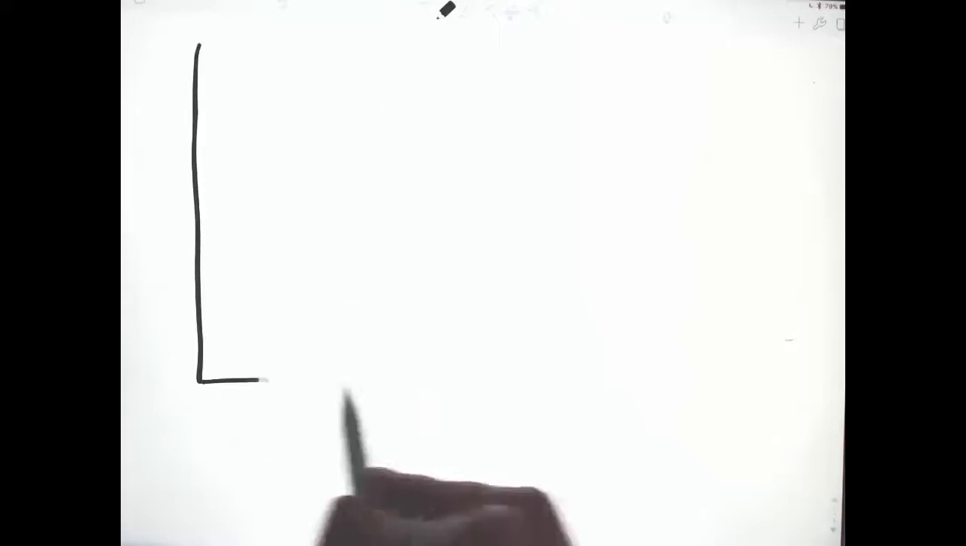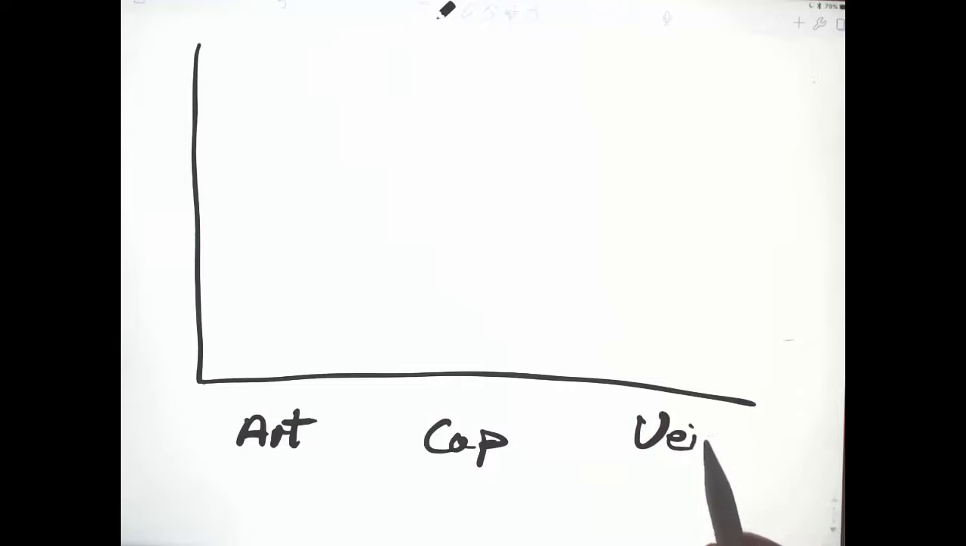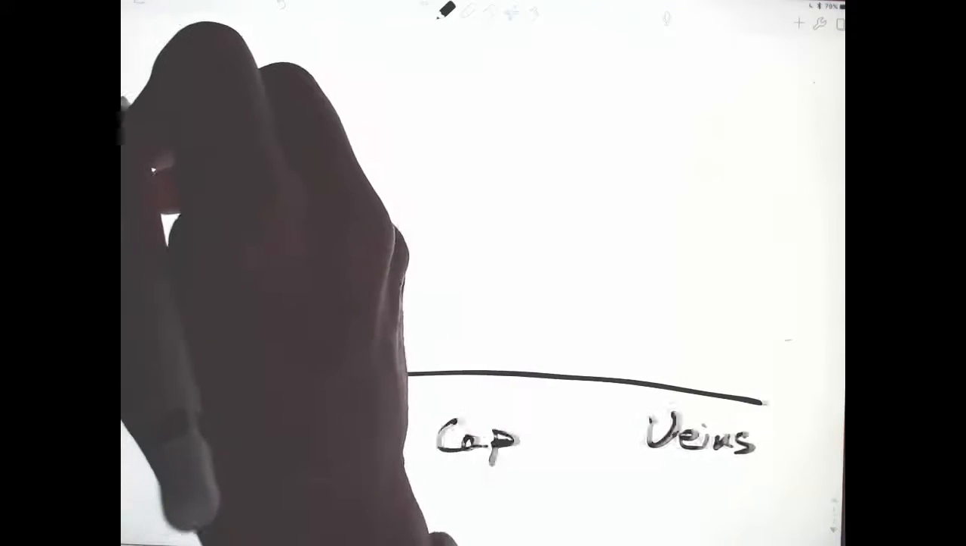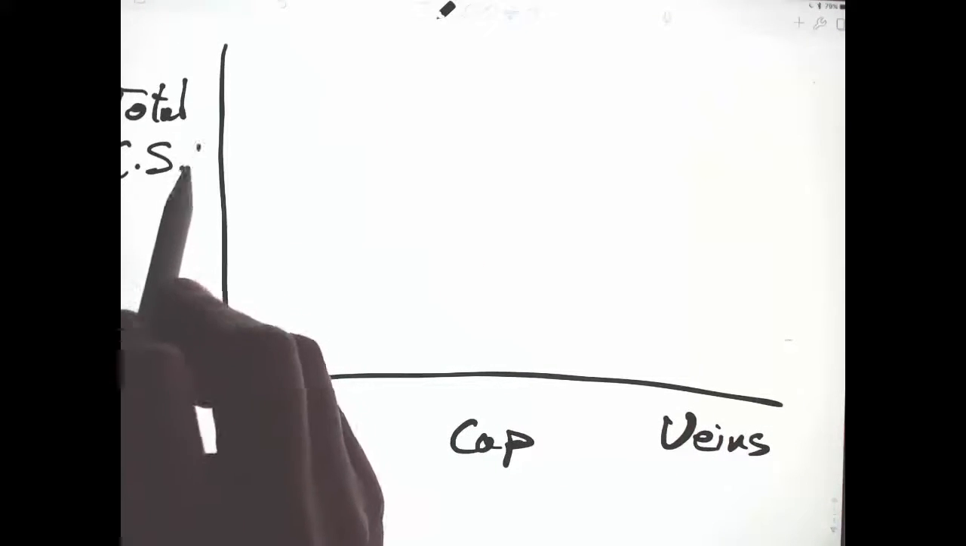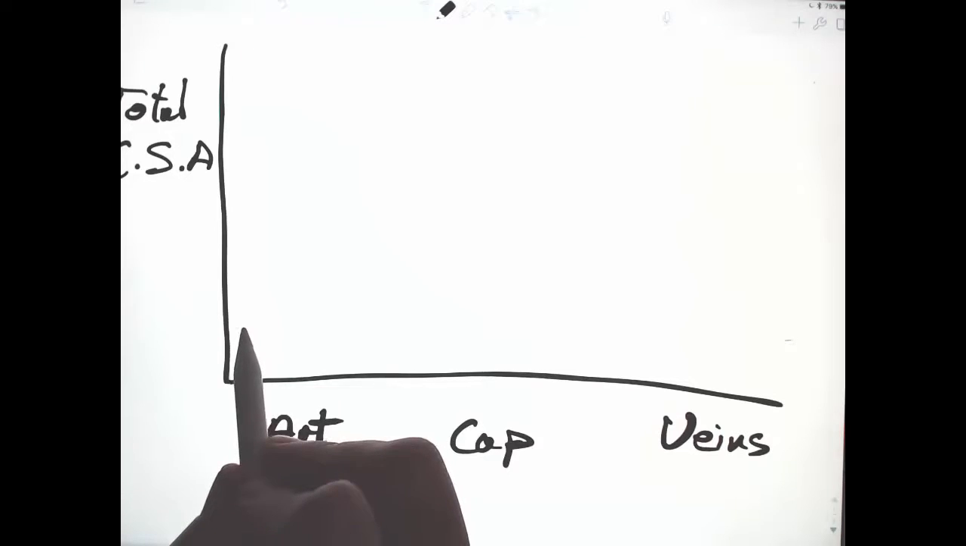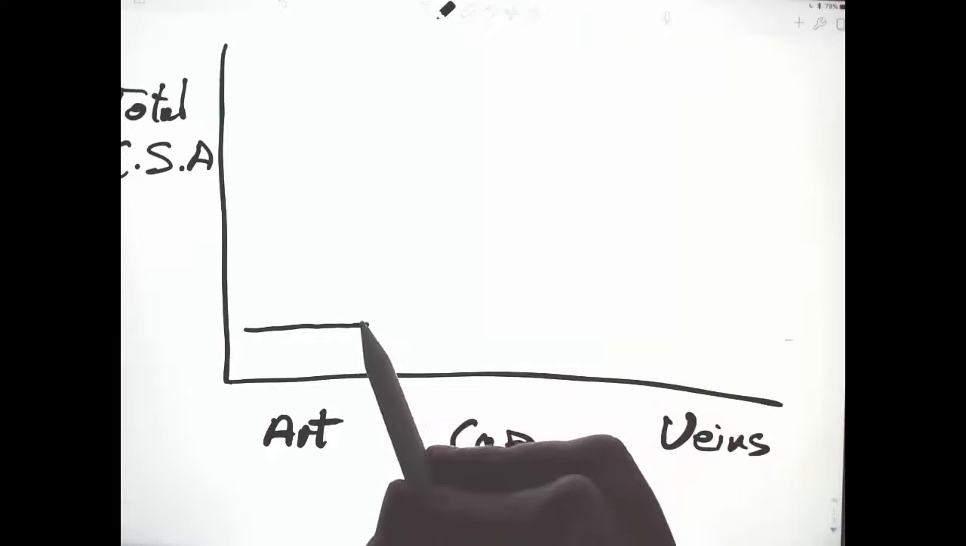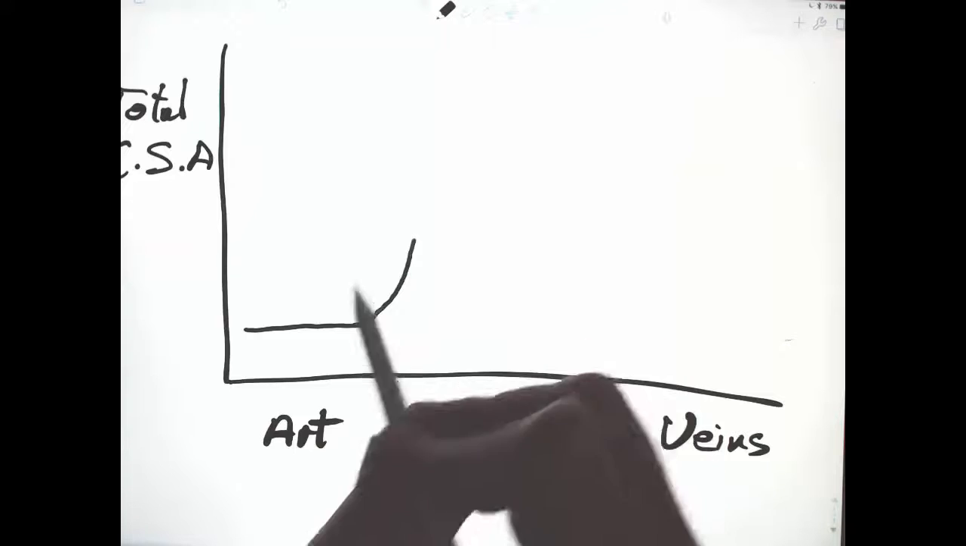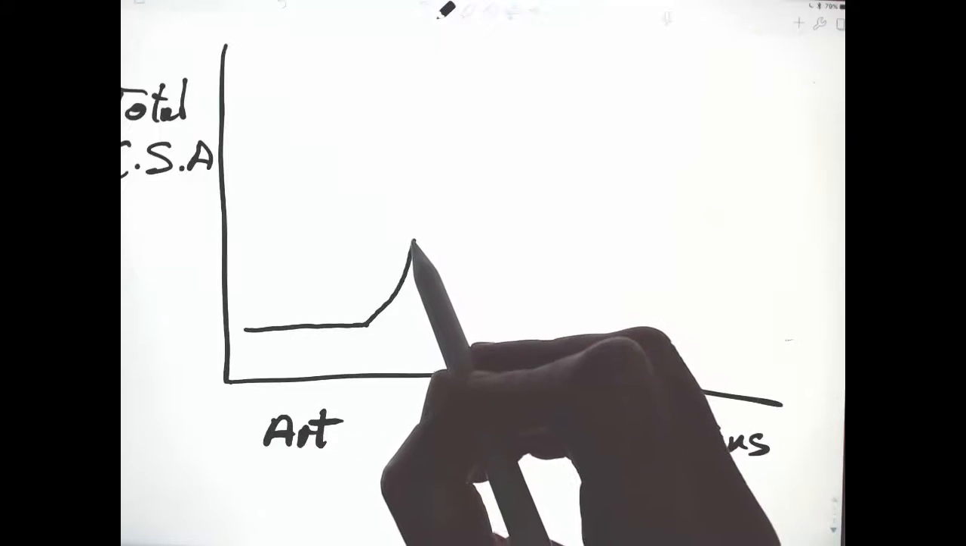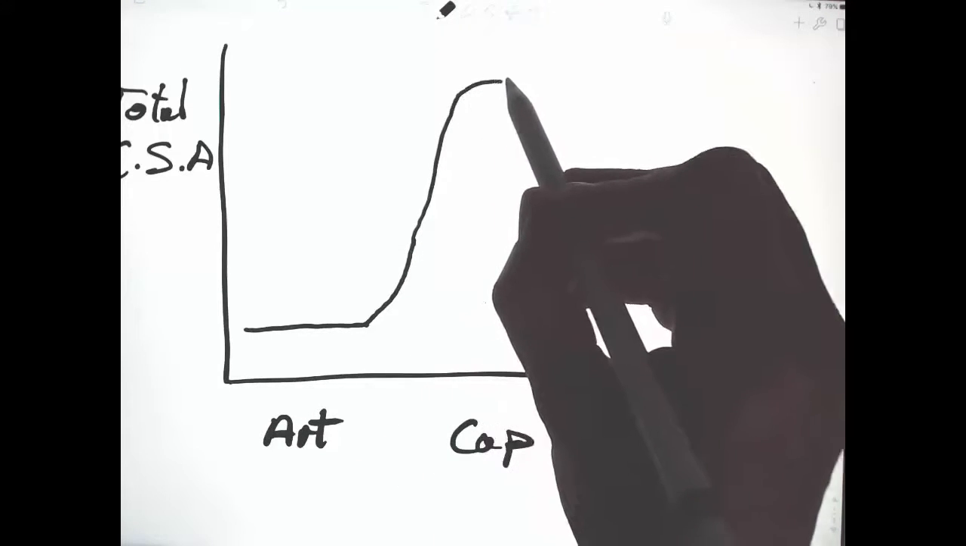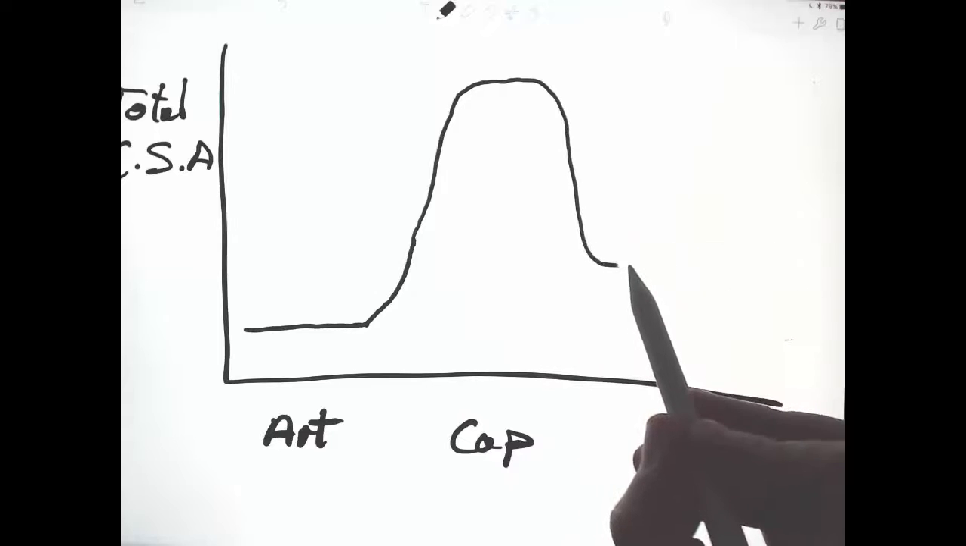If we plot that to get a sense of what is the resistance in arteries, capillaries, and veins, on the y-axis we have total cross-sectional area. What we'd find is that arteries are relatively low in cross-sectional area. As we go to arterioles, they start to go up. By the time we get to capillaries, it's high, and then for veins, we go back down to an intermediate level.